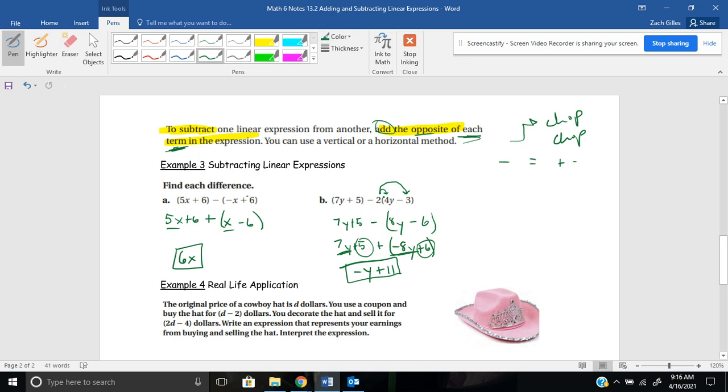First, I like to distribute my 2 to everything in the parentheses, and then I like to distribute that negative, or in other words, change the subtraction to addition and the next terms in the expression to their opposites. Okay, so don't forget to add the opposite of each term in the expression. It's easy to forget to change this to its opposite and forget to change that second term there to its opposite.